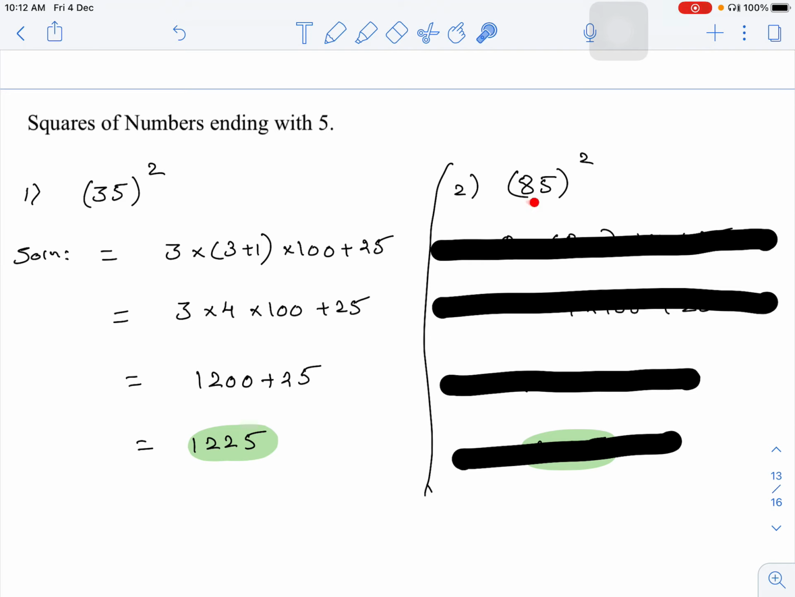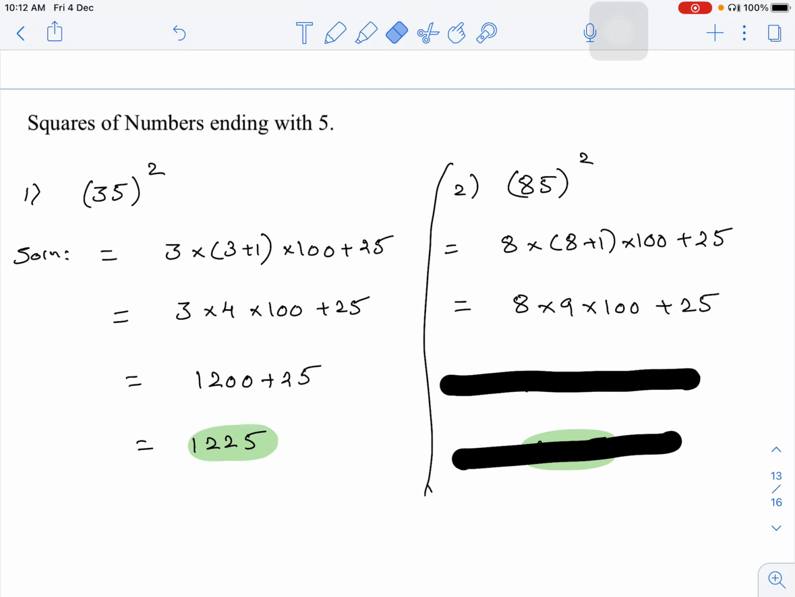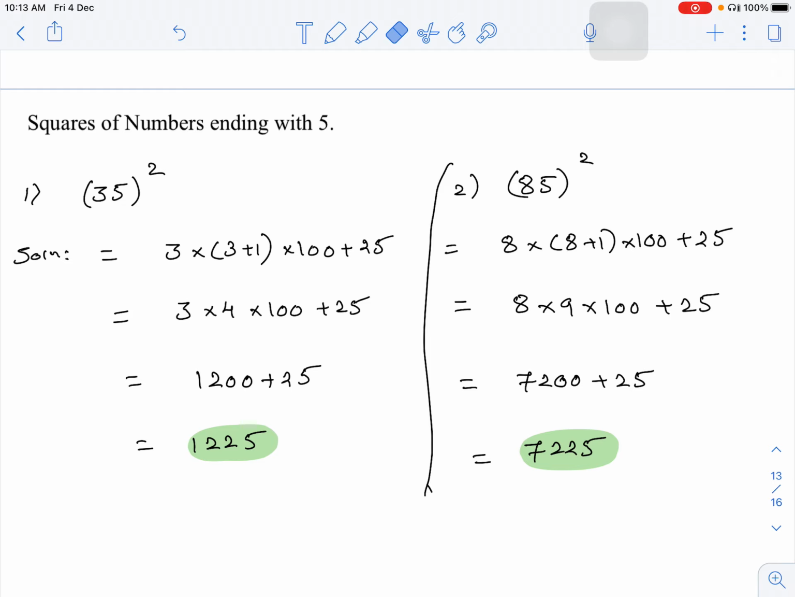Now here we have 8. So what we will do, first we will write 8 and then we will multiply it by the same digit plus 1, so it will become 8 into 8 plus 1, into 100 plus 25. In the next step, 8 plus 1 is 9, so 9 into 100. 8 nines are 72, 72 into 100 is 7200 plus 25. So our final answer will be 7225.